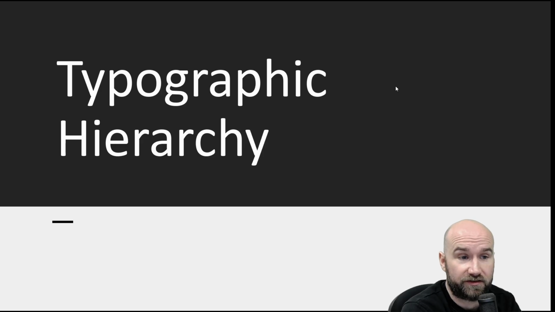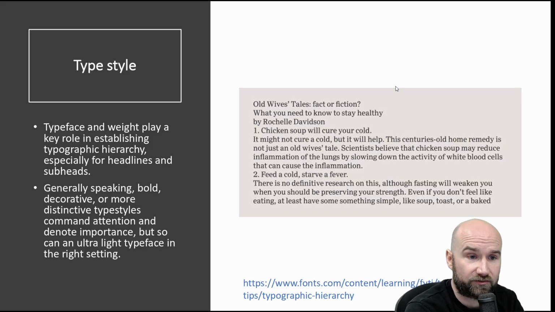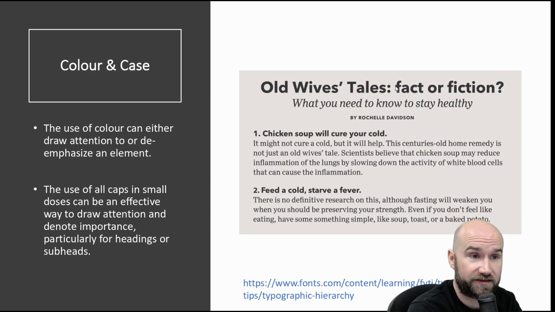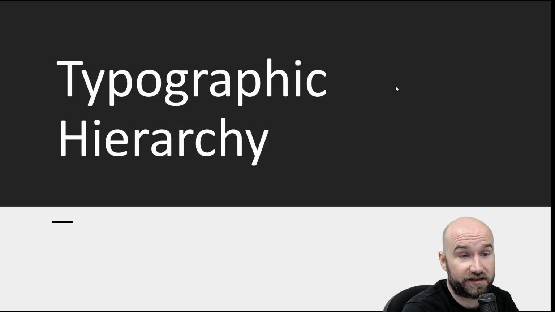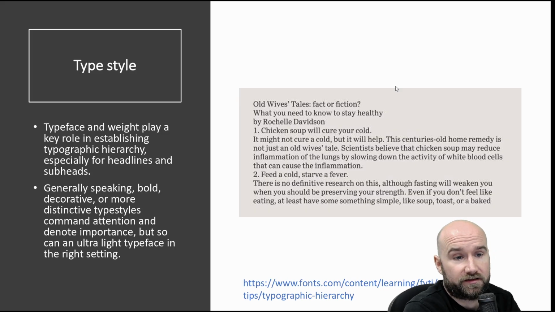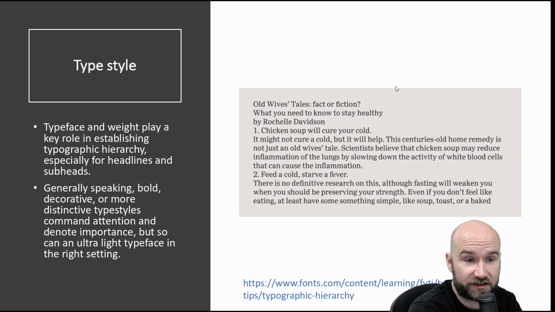So there is a hierarchy to typography as well, and we'll look at that now, where we look at the style first, then the size, the color, casing, and the placement, and how these can affect all different things. Typeface and weight play a key role in establishing the hierarchy, especially for headlines and subheads. Generally speaking, we can see in that text, we don't know what's a heading and what's a subheading.